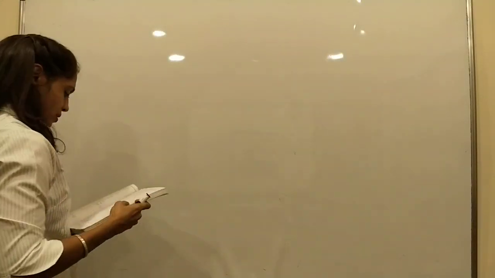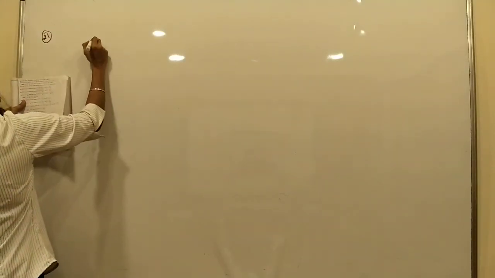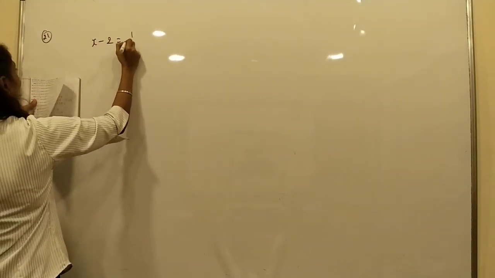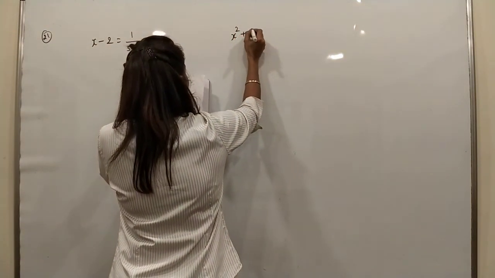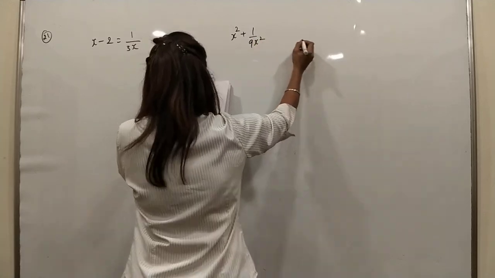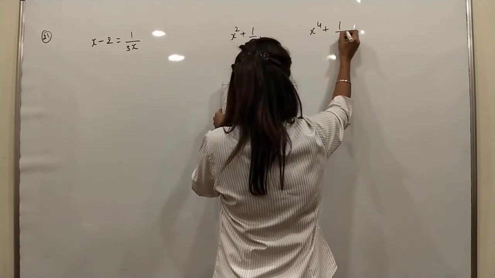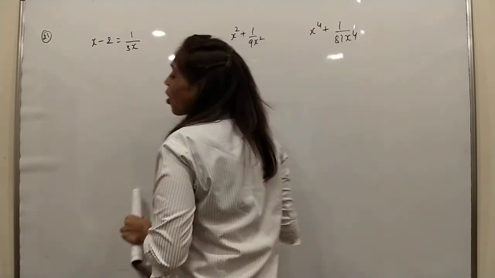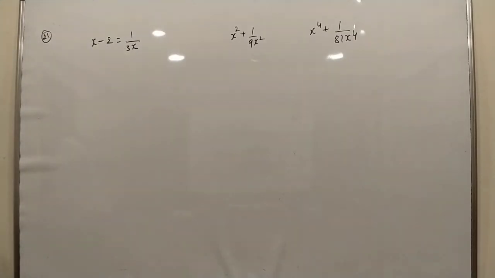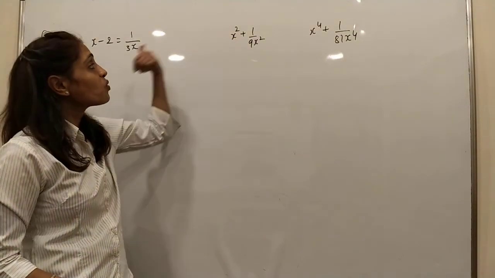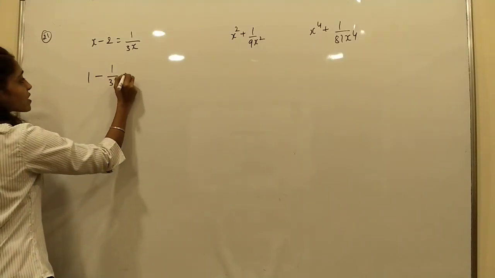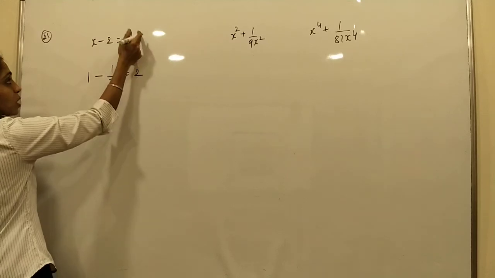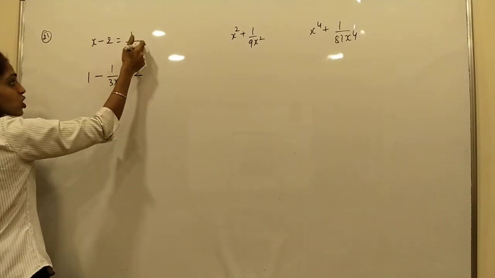Number 21. If x minus 2 equals 1 upon 3x, then you have to find the value of x square plus 1 upon 9x square and x raised to 4 plus 1 upon 81 x raised to 4. All sums are of the same kind: x term on one side and a number on one side. So x minus 1 upon 3x is equal to 2.